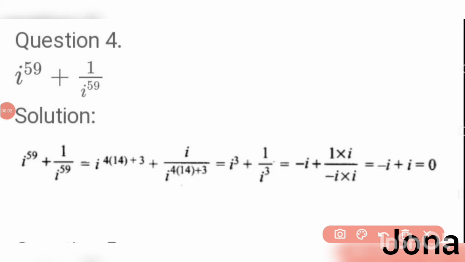Fourth problem, i^59 + 1/i^59. So this i^59 can be written as i^(4×14+3), plus here we have 1/i^59. This can be written as i^(4×14+3) here also. At the denominator we have i, isn't it? So I want to multiply both numerator and denominator by i here.